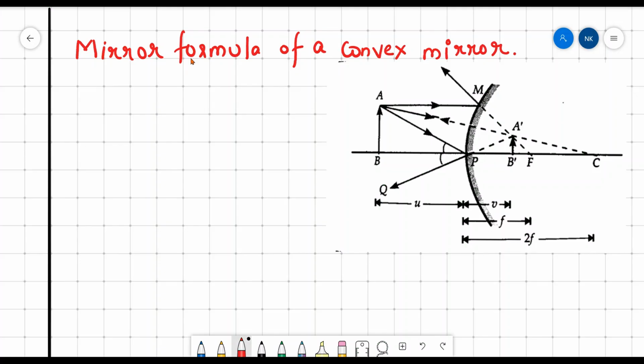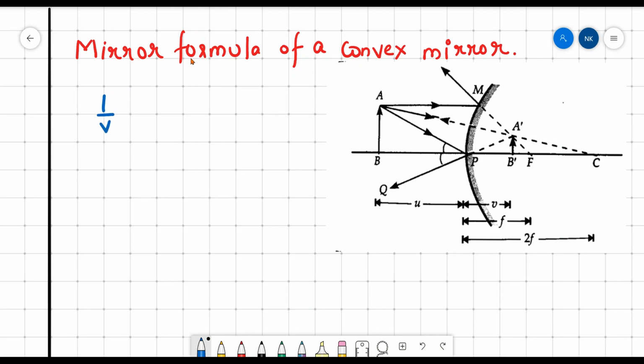Dear students, in today's lecture, we are going to derive the mirror formula for a convex mirror. The image formation due to a convex mirror is almost familiar to you, because we had a detailed discussion regarding image formation due to a spherical mirror in our previous lectures. So now we are going to derive the mirror formula. What was the mirror formula?